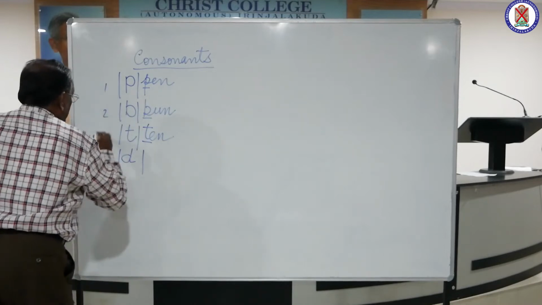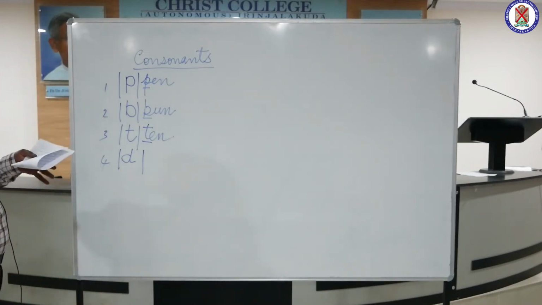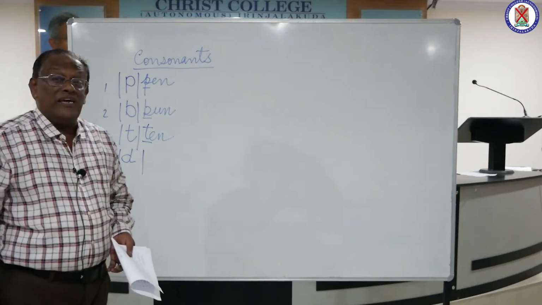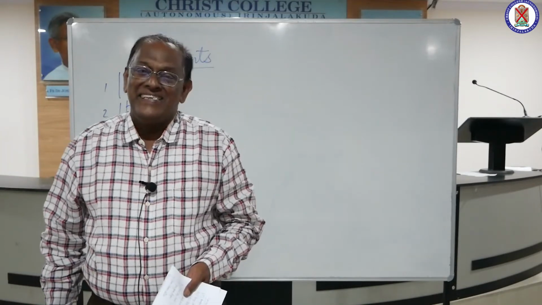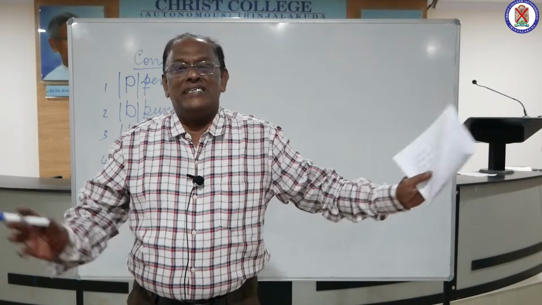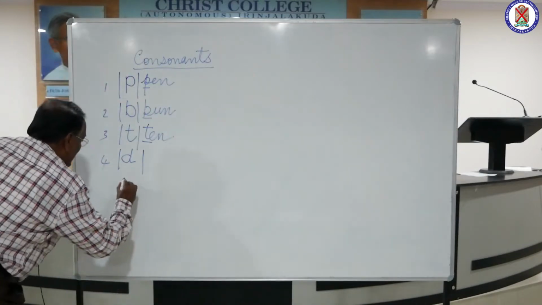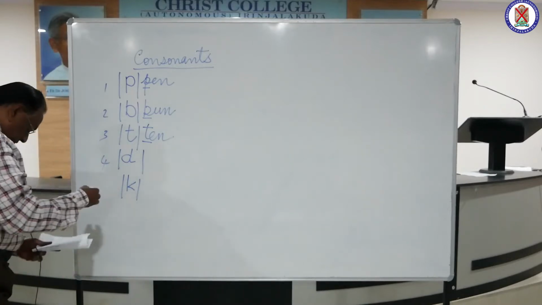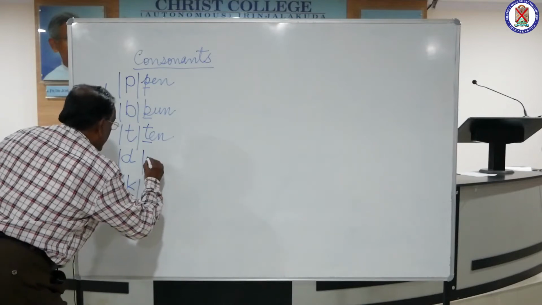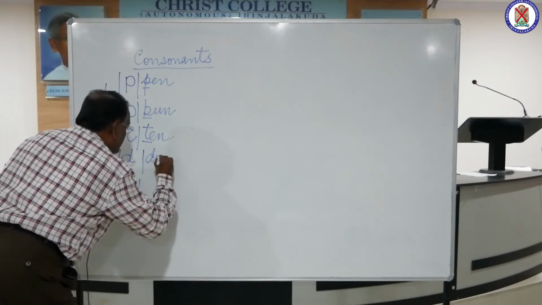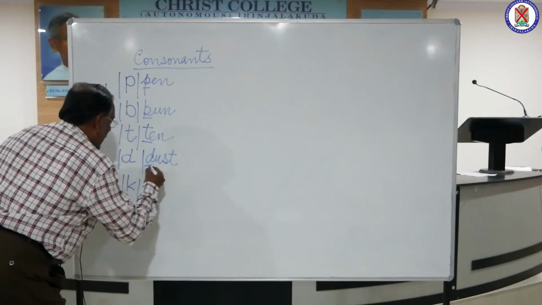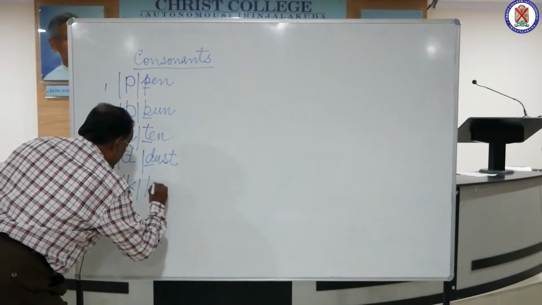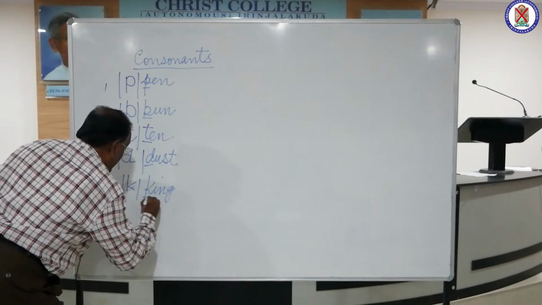So 1, 2, 3, 4, and the fifth one is the k sound. Now you remember the problem we had in cat and kite, the k sound. But the k sound is represented by a small letter k. Now, for d we say dust. And for the k sound we have the word king.